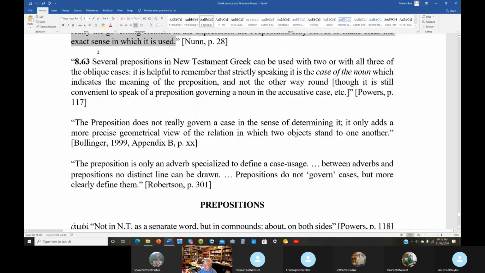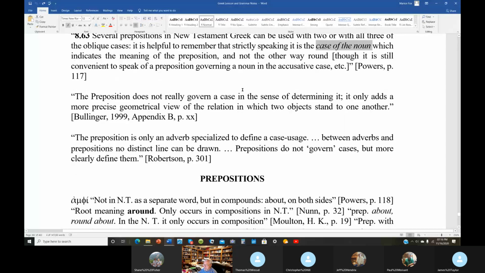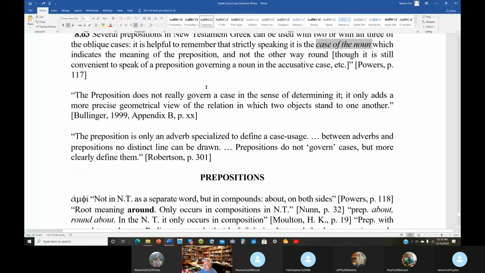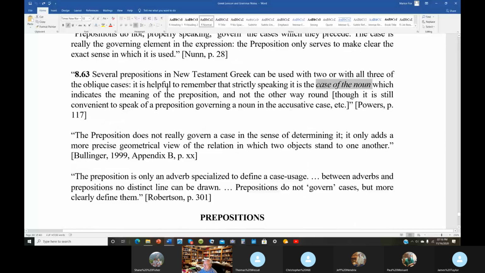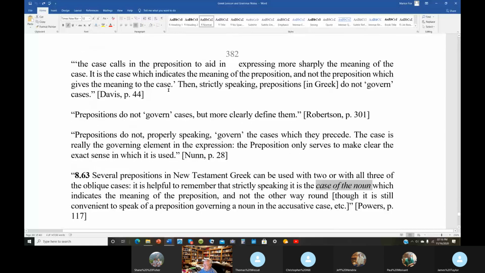Several of your prepositions can take more than one case, sometimes two or three oblique cases. All right? And so right here, some of them can. So strictly speaking, we have to look at the case of the noun to tell what that preposition means. Now let's go down to some prepositions. There are two kinds of prepositions. And here's some more of your rules. This is in that file that I sent you, about page 382.